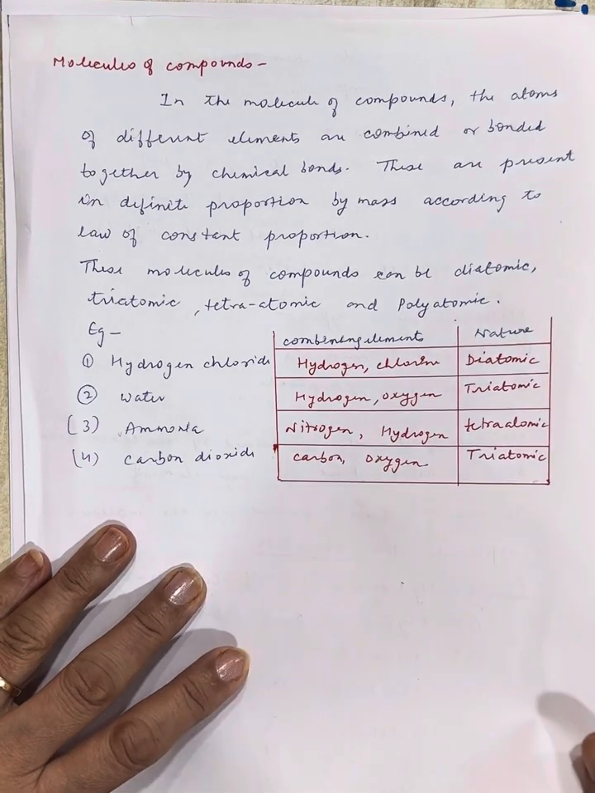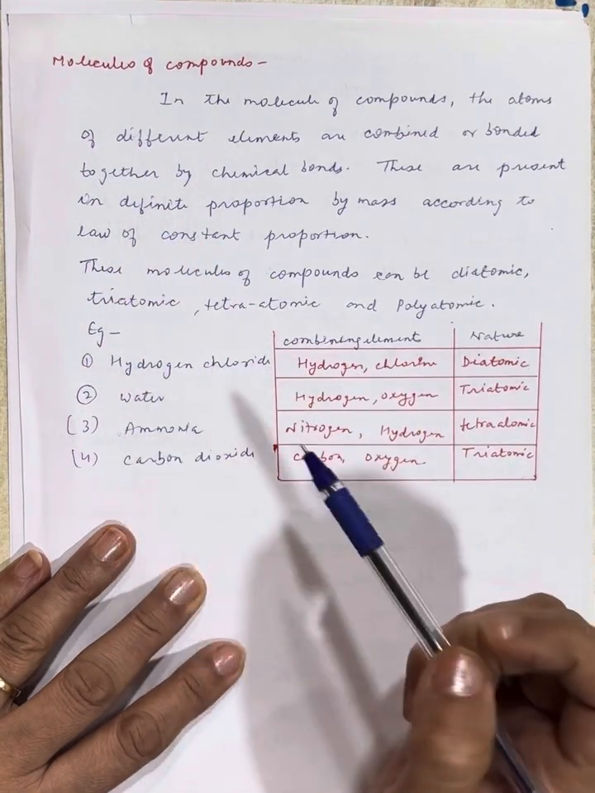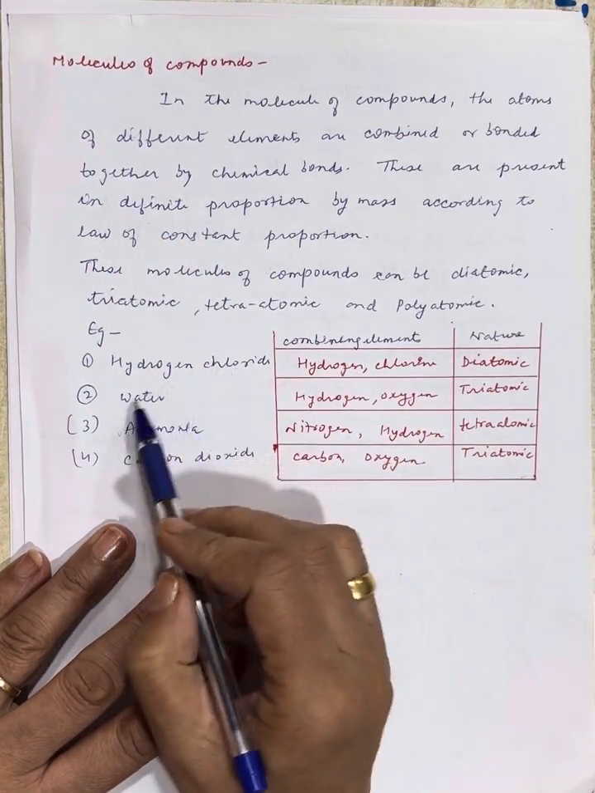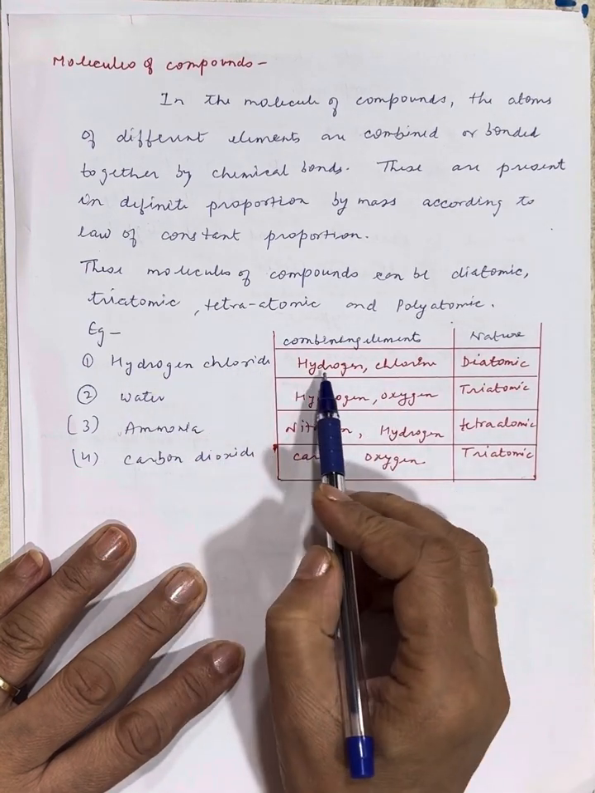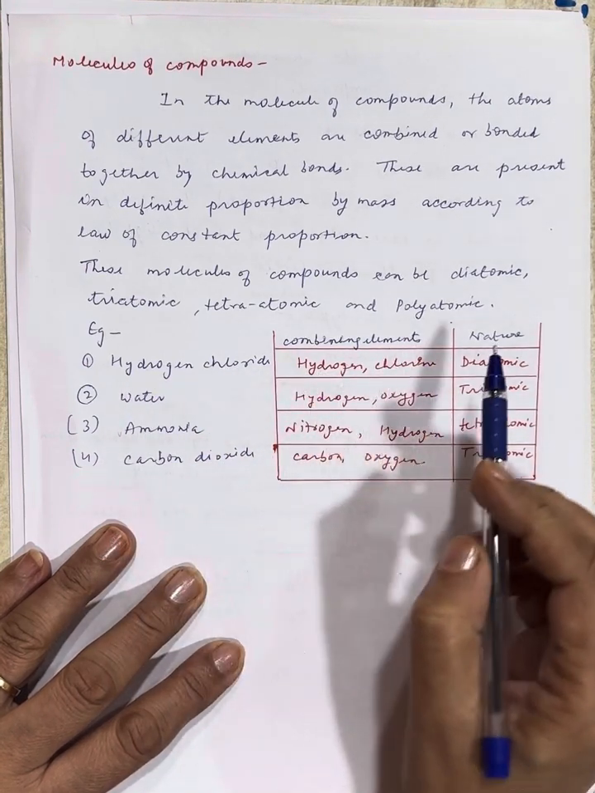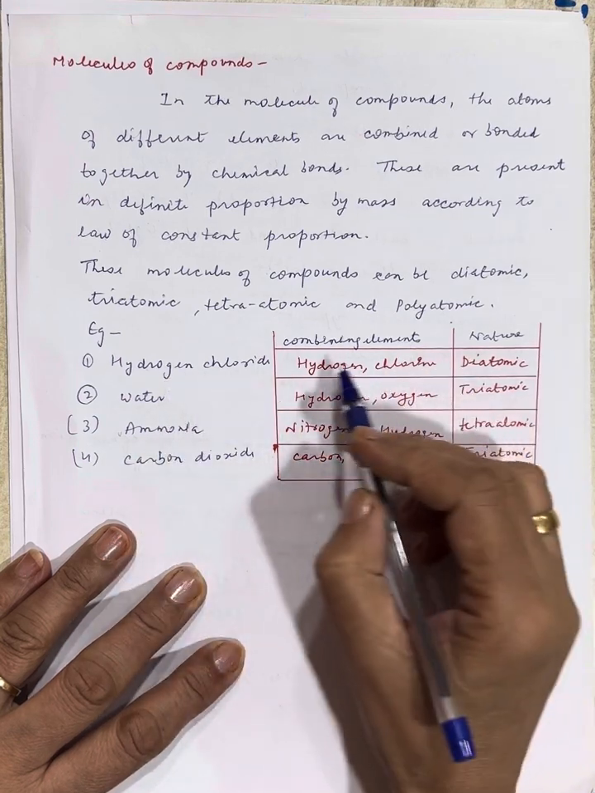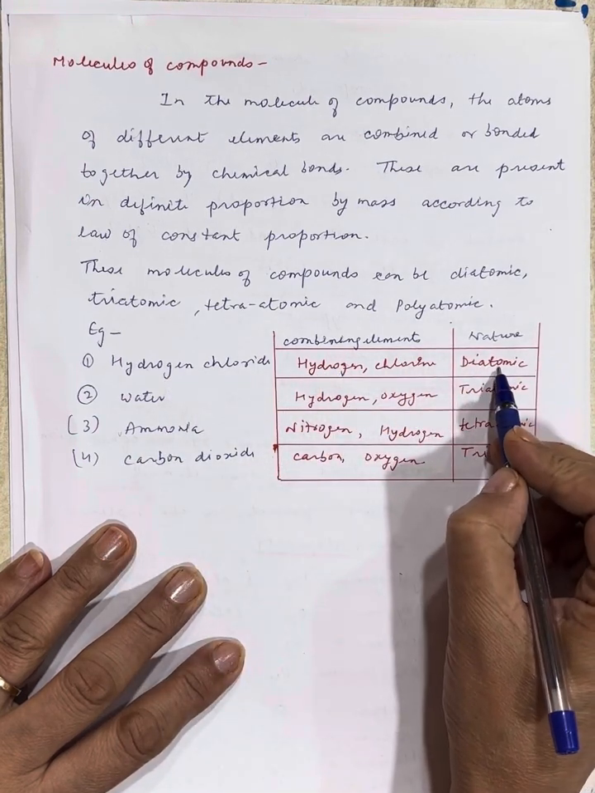Okay, so these are molecules of compounds. Here two different atoms are combined, like hydrogen and chlorine. In hydrogen chloride, the hydrogen and chlorine are combined together, and there are two atoms, hydrogen and chlorine, so it is diatomic.